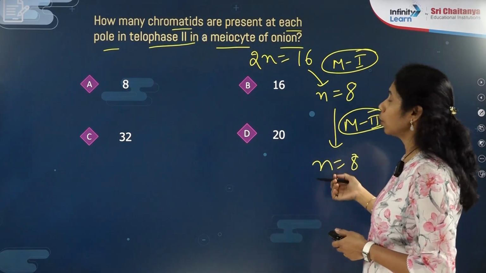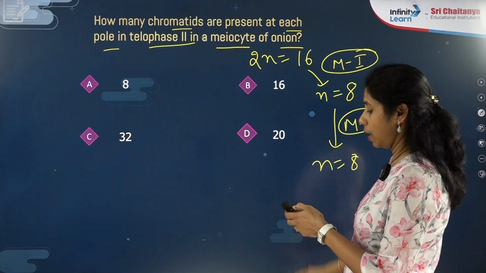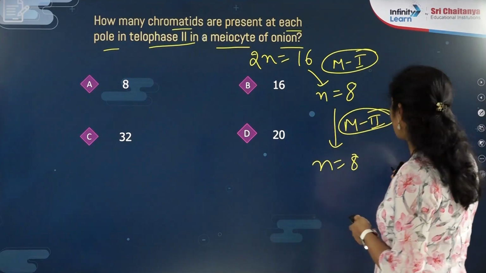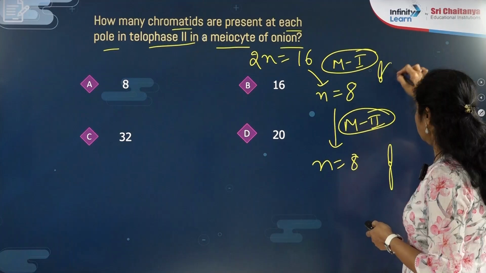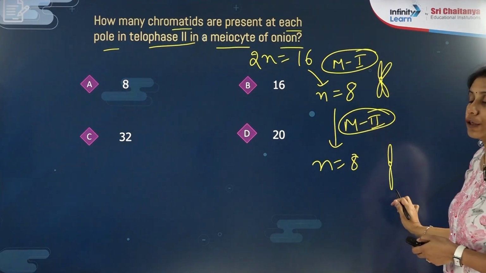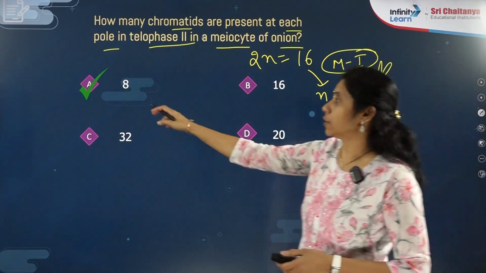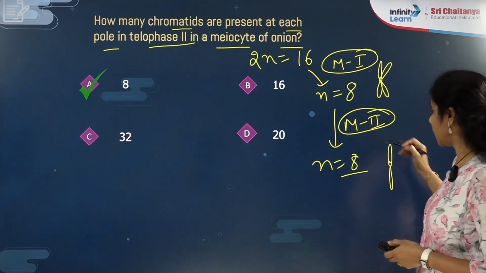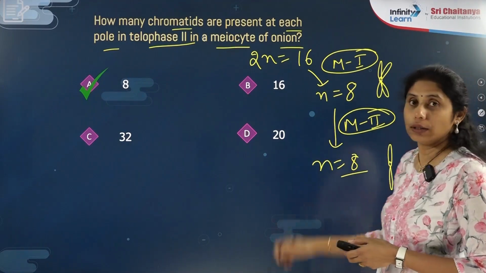But they are asking the chromatids. So in that 8 also, 8 chromatids only will be there. Because the chromatids after the end of meiosis I will be like this, and the chromatids at the end of telophase II will be like this. So for this, the correct option will be 8. At each pole, because one cell will be having one pole here and one more pole, other chromosome will be there.